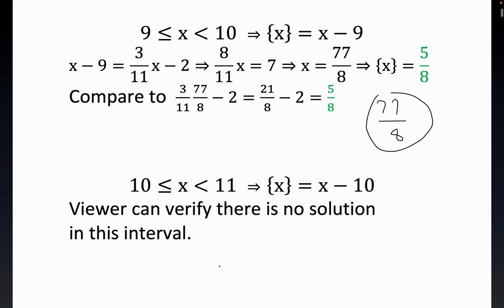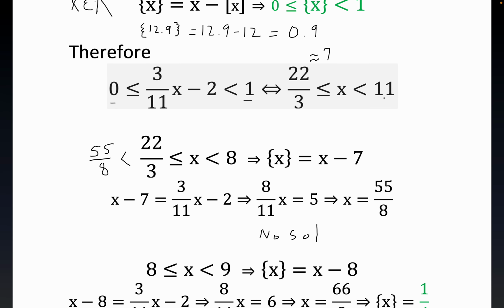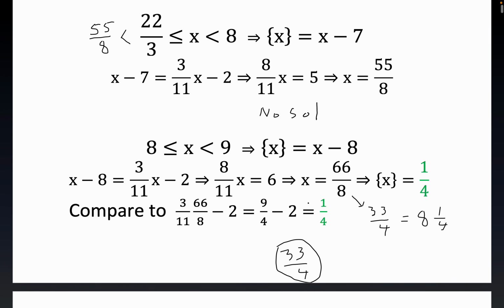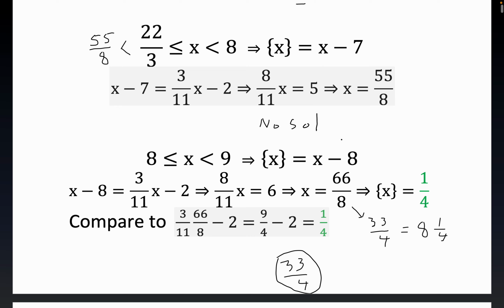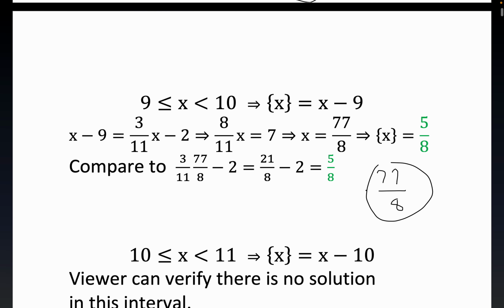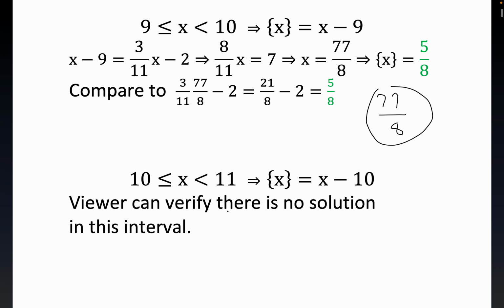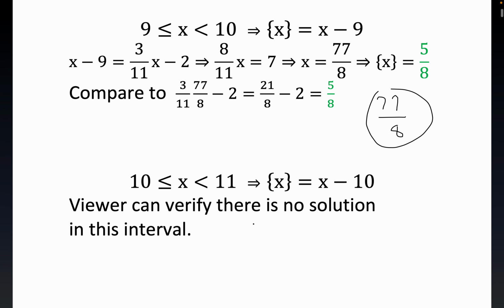But that's where it all stops, right at 11, because this step right here is very important to know where you're searching. We searched in the interval from 22 over 3 to 11, and we just broke it down into 4 cases. No solution in the first interval, 33 over 4 in the second interval, 77 over 8 in the third interval, and again, you guys can take the time to verify that there's no solution in this interval. So that's it, folks.